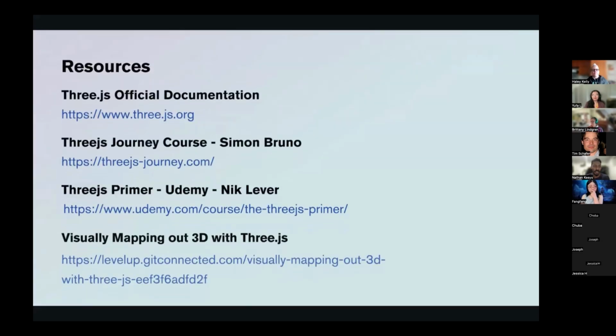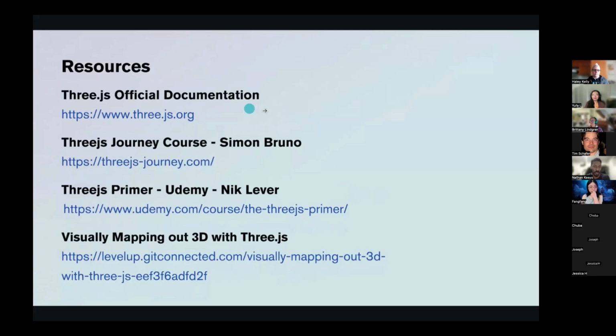So yeah, and also here are some really good resources. If you really want to get into 3JS, I would recommend taking the Simon Bruno course. It's $95. It's kind of pricey, but it is definitely worth it. He covers absolutely everything. So I would definitely check that out if you really want to dive in. And then also there's this Nick Lever course, which is how I got started. So it's a pretty good starter course.